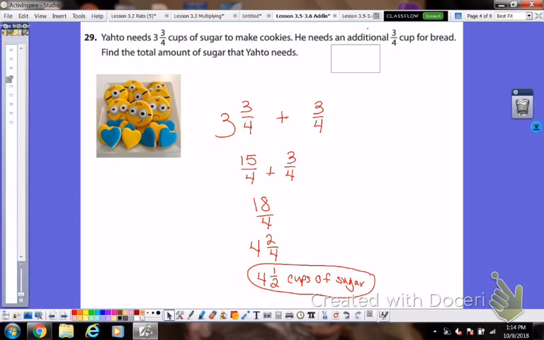All right, that is adding fractions with like and unlike denominators. Tomorrow's lesson will be working with subtraction.